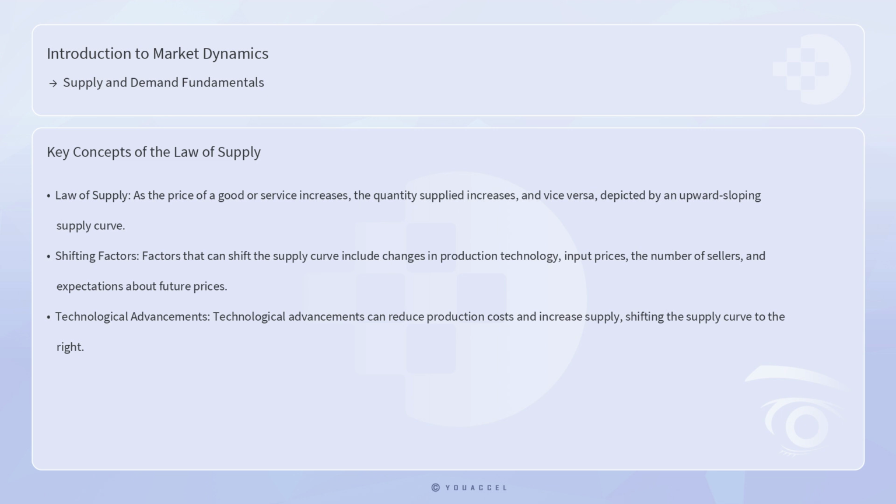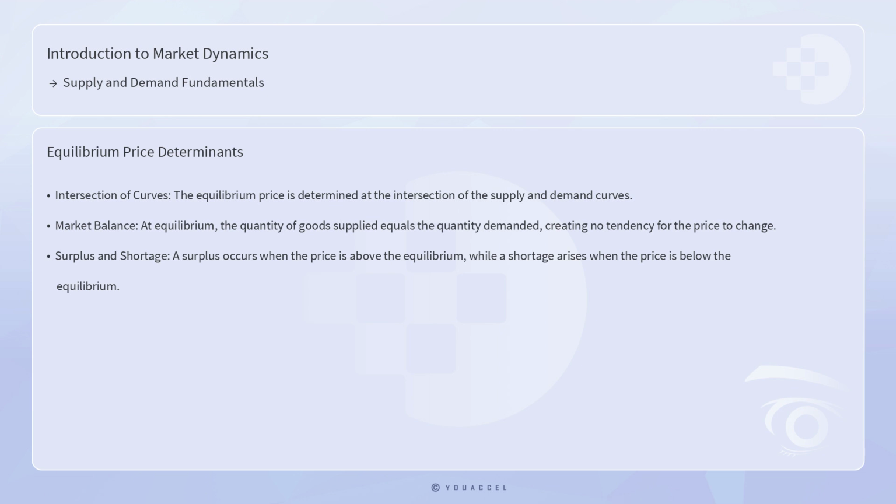The equilibrium price, also known as the market clearing price, is determined at the intersection of the supply and demand curves. At this point, the quantity of goods supplied equals the quantity demanded. When the market is in equilibrium, there is no tendency for the price to change, as the desires of consumers and producers are perfectly balanced. Any deviation from this equilibrium creates a surplus or a shortage. A surplus occurs when the price is above the equilibrium, leading to excess supply. Conversely, a shortage arises when the price is below the equilibrium, leading to excess demand.